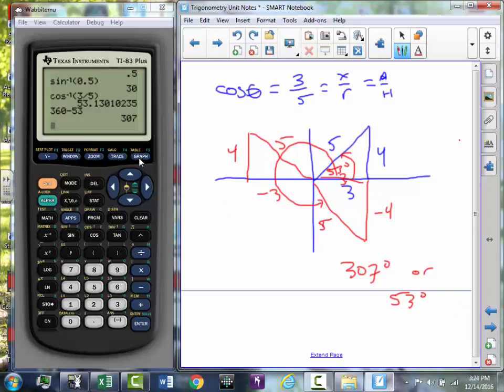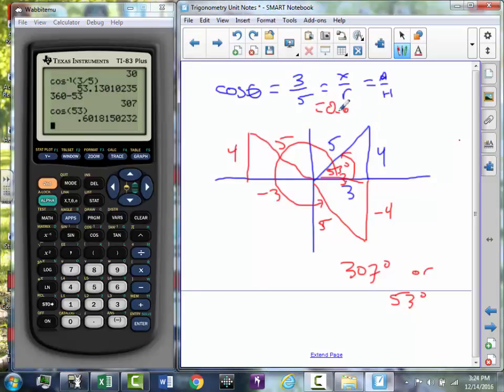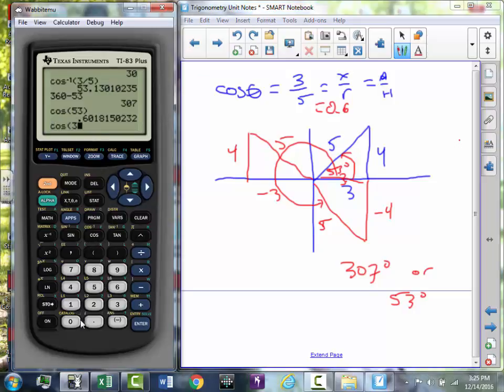And then if I try them, if I do the cosine of 53, you know how 3 over 5 is basically 0.6? Minus the fact that I'm rounding poorly. Cosine of 53, that's 0.6. But if I also typed in the cosine of 307, you get a second answer.